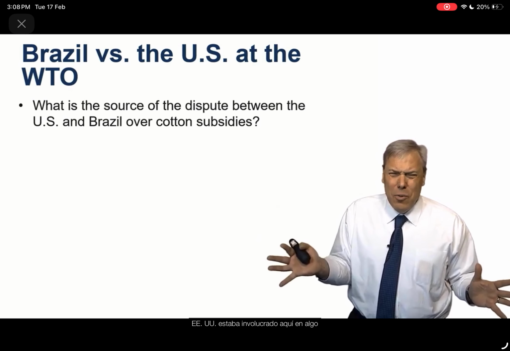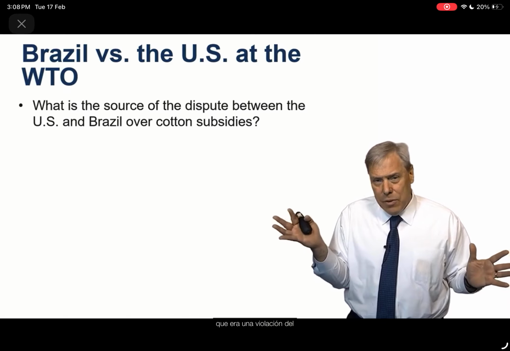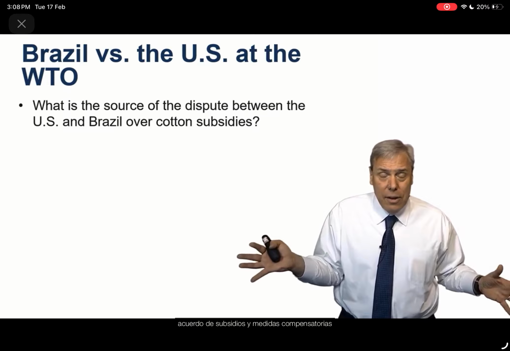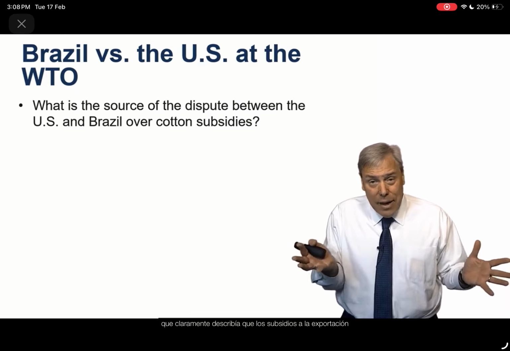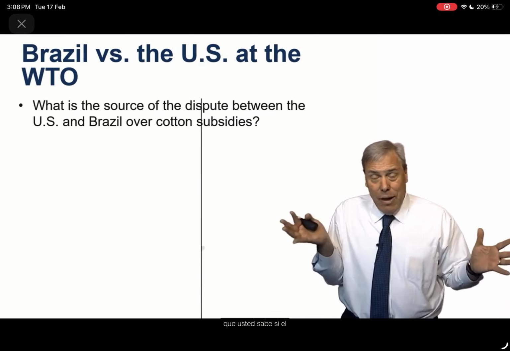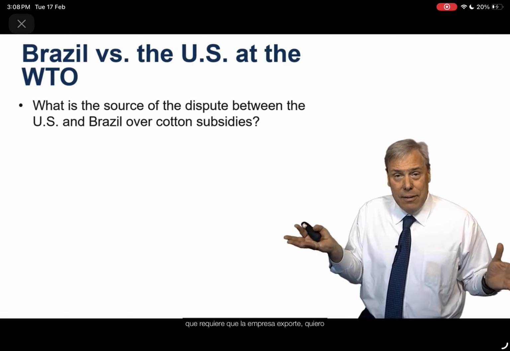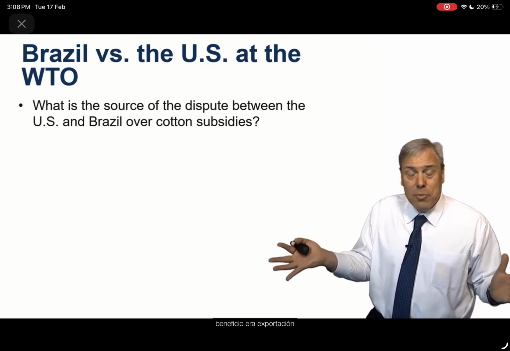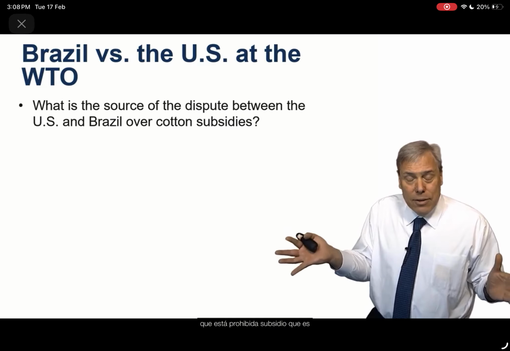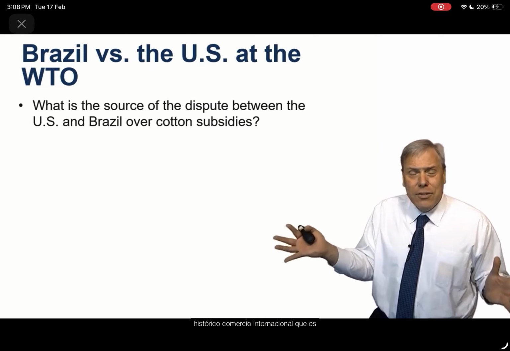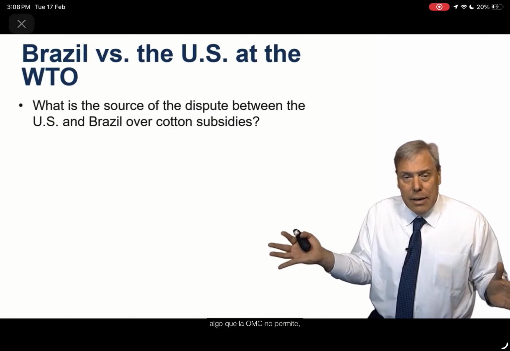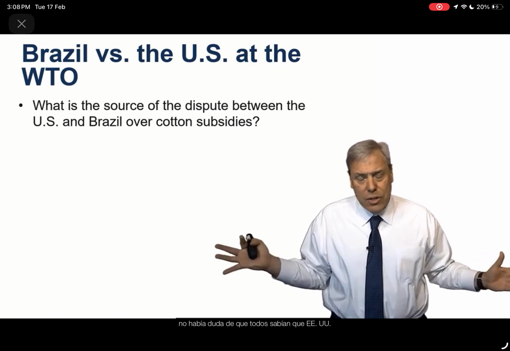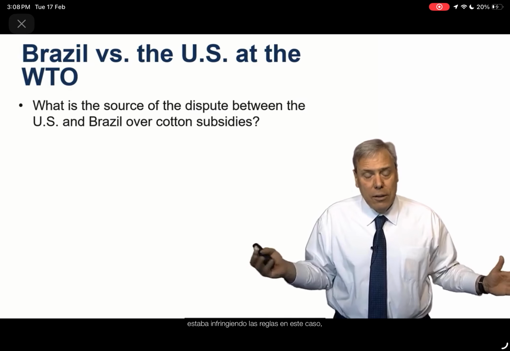So clearly the U.S. was engaged here in something that was a violation of the Subsidies and Countervailing Measures Agreement, which clearly outlined that if the government gives a financial benefit that requires the company to export, the only way you can get this benefit is to export, that is a prohibited subsidy. That distorts international trade. That is something that the WTO doesn't permit. So that's why Brazil knew it was in the right. There was no question. Everyone knew the U.S. was breaking the rules in this case.